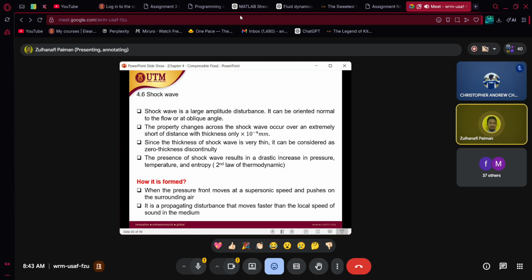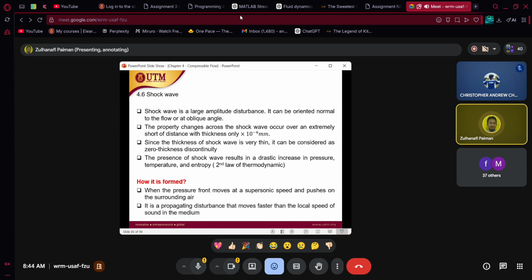The presence of a shock wave results in a drastic increase in pressure, temperature, and entropy. This is based on the second law of thermodynamics. This is a very important point, so I repeat once again: the presence of a shock wave results in a drastic increase in pressure, temperature, and entropy. It means that if the flow crosses the shock wave, the pressure will suddenly increase, the temperature will also increase, as well as the entropy.